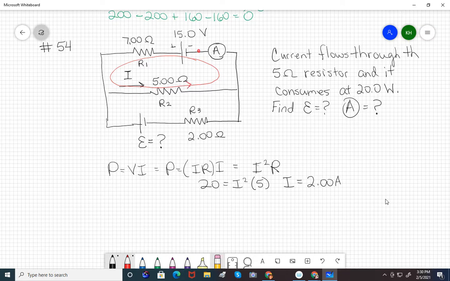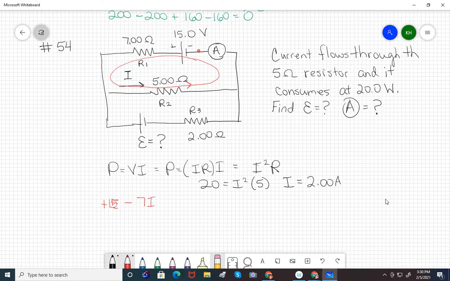All right, so let's do that loop. We're going to gain 15. We're going to lose I times R, which is what we're trying to find. I times 7, so 7I. And I'm going to erase that volt again because I think it looks like a variable. So we've gained 15 volts. We're going to lose 7I.